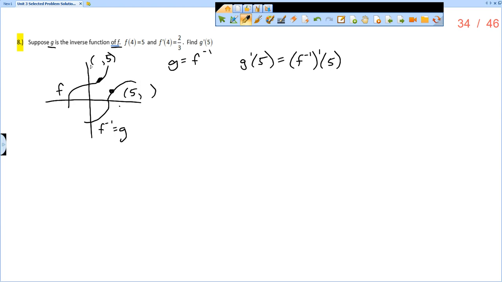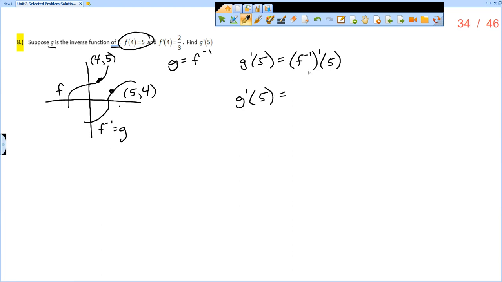So if 5 is the y value on f, we look right here, we're told that f of 4 is 5. So that means that 4 is the x value on f, which means 4 is the y value on f inverse, or g. But now, if I want g prime of 5 or f inverse prime of 5, then what does that mean?